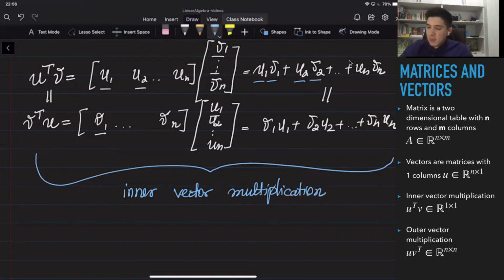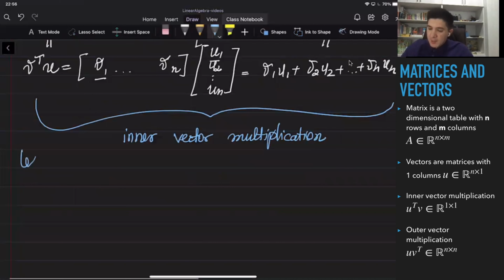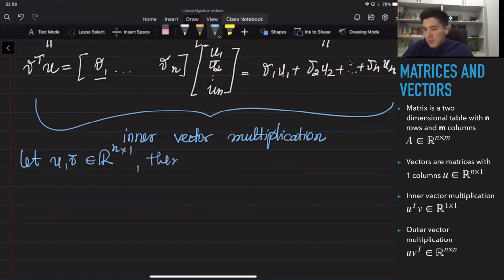Basically we say that, hey, let u and v be two vectors with the dimension n by 1, with n rows in one column. Then u transpose v, or v transpose u, have just the dimension of a real number, just 1 by 1. Or if you want, you can just write this as 1 by 1.